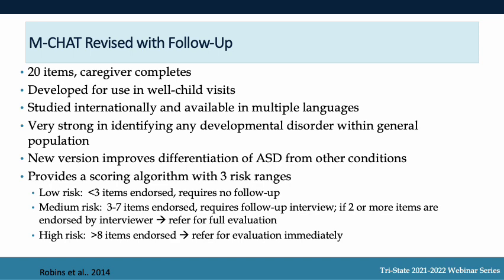In the high-risk group, if a child receives endorsements on 8 items or more, then the flow was to refer that child for full evaluation. In other words, quite likely that autism is there, and we need to understand better how this child is presenting.